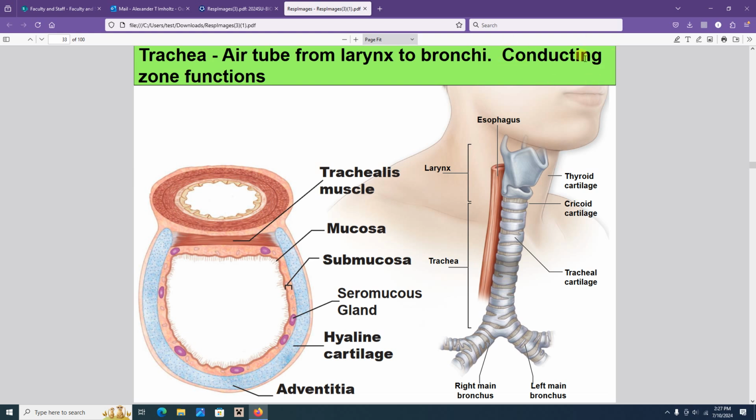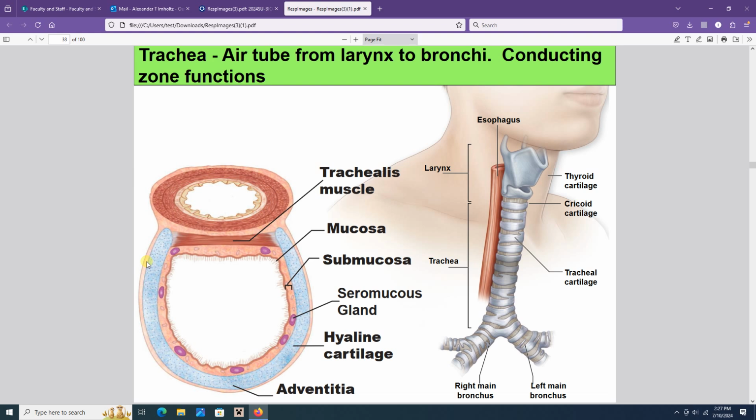It has conducting zone functions, which means it is going to be warming that air, humidifying that air, and filtering that air as it moves it. Now, most of the trachea, if we slice it, has this ring that's more like a C. It's not like a complete ring, but this C-shaped ring of hyaline cartilage, and that gives the trachea structural support and primarily prevents it from collapsing.